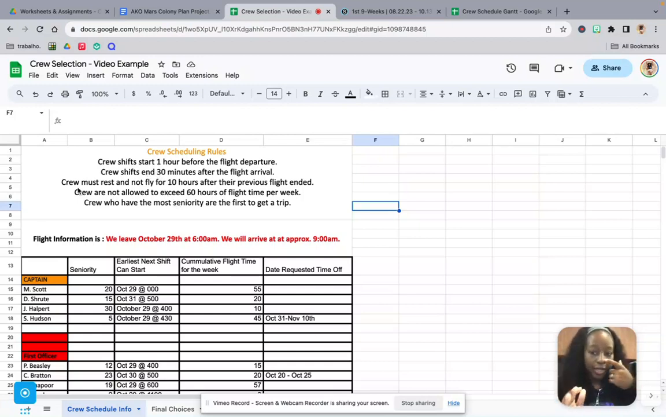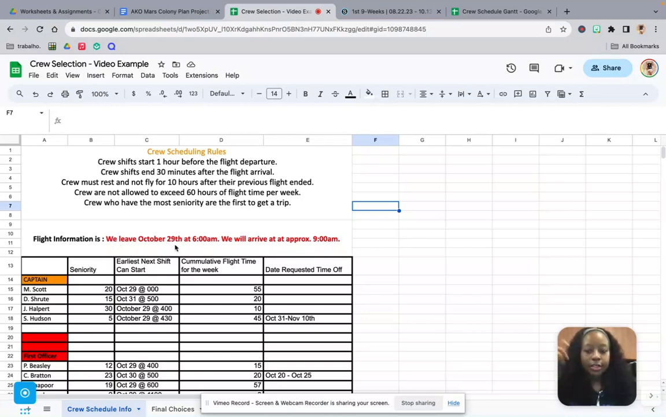The crew must rest and not fly for 10 hours after their previous flight ended, and they are not allowed to exceed 60 hours of flight time per week. And then the last one, if you get down to a selection, your last choice has to be the one with the most seniority, who's worked there the longest. All right. So we're going to solve for this time.